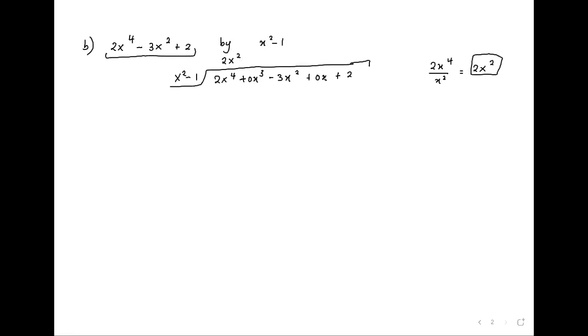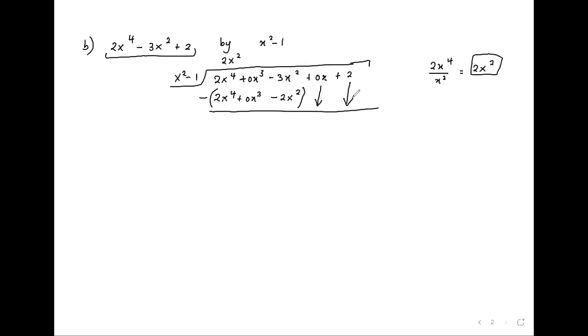So we say 2x squared multiplied by x squared, we have 2x⁴. 2x squared multiplied by -1, we have negative 2x squared. I've left the part for 3x³ because we don't have x³ even after multiplying here, so that you're not confused on how to subtract when it comes to subtraction here. Just bring them down here because there's nothing to subtract from.